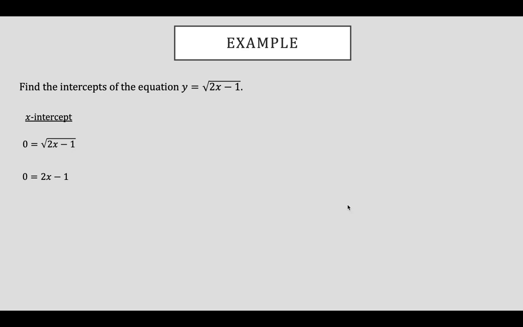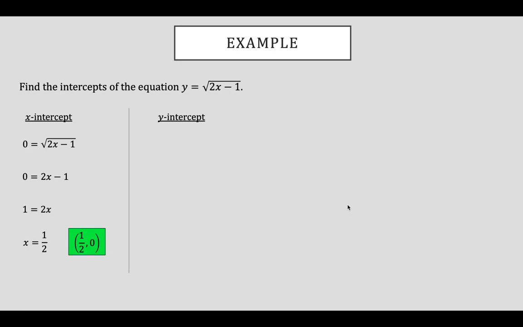Now, to solve for x, we are going to add 1 to the left-hand side of the equation. And finally, divide by 2. We get x is equal to 1/2. That is our x-intercept. As an ordered pair, that would be (1/2, 0). Notice the y-coordinate is 0. We plugged in 0 for y.